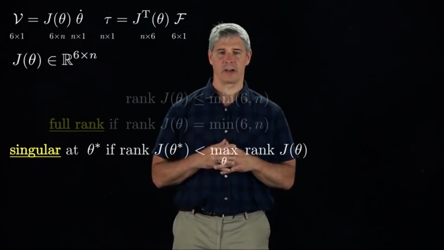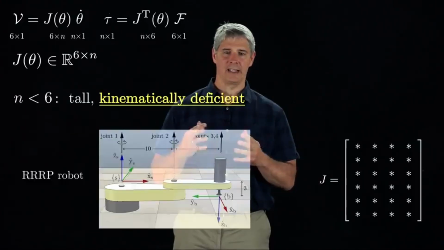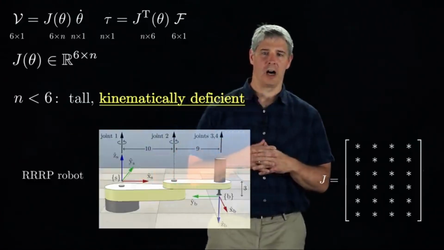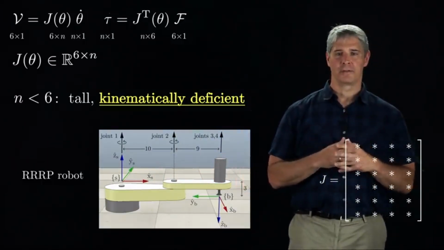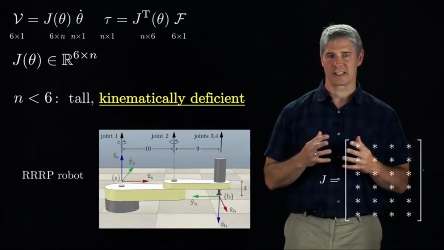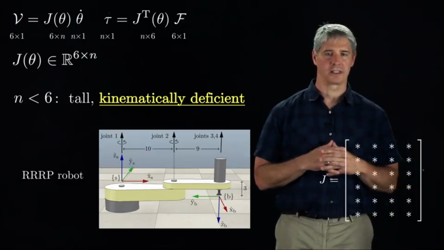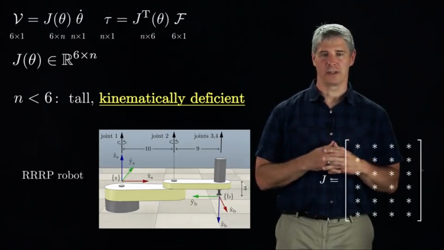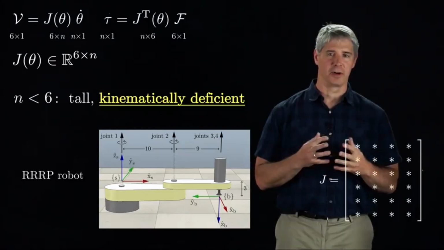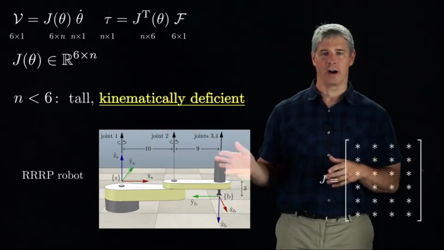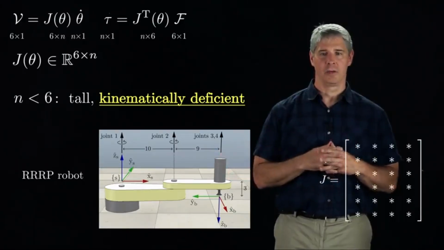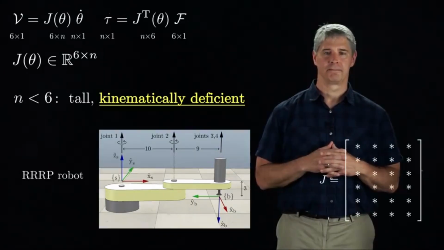We can also characterize Jacobians according to the number of joints n. If n is less than 6, the Jacobian is tall, meaning it has more rows than columns. The set of reachable configurations for the end effector is less than 6-dimensional, so we call such robots kinematically deficient. This does not mean the robot is not useful, it just means it's not capable of general motion at the end effector. An example robot is the 4-joint RRRP robot shown here, which has a 6 by 4 Jacobian.